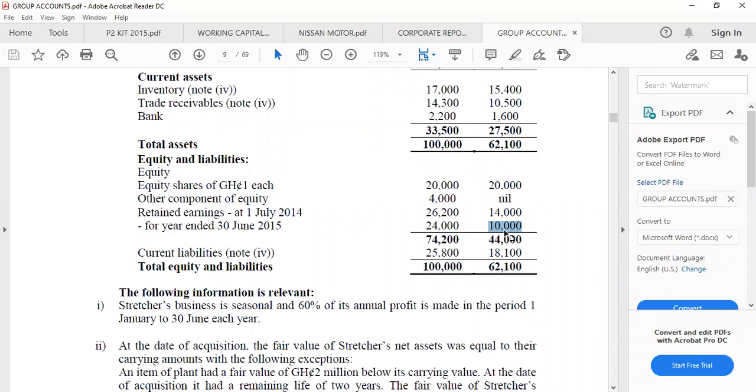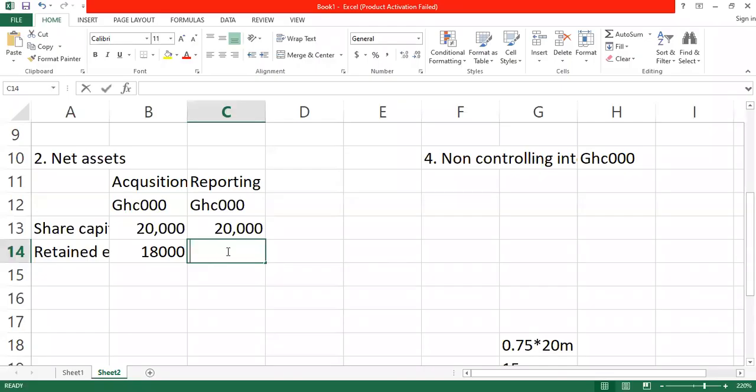At reporting will be the retained earnings at the beginning plus the profit for the year. That is the reporting that we do. Are you okay? All right. So that will be 24,000. And even if you subtract, you can see that the profit for the year is 6,000, which is 18,000 against this one.